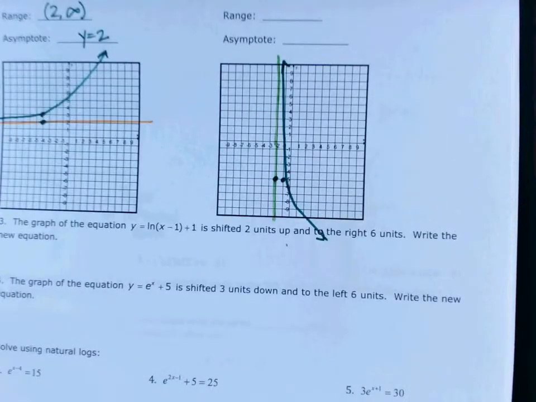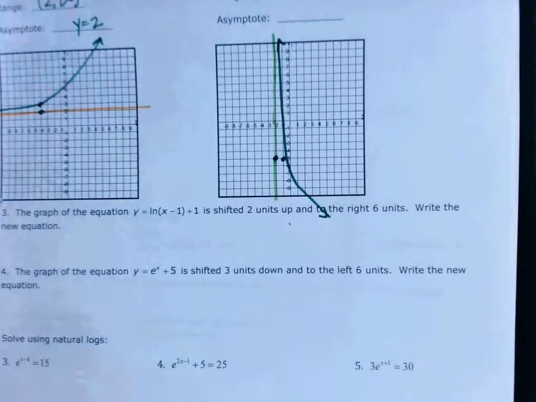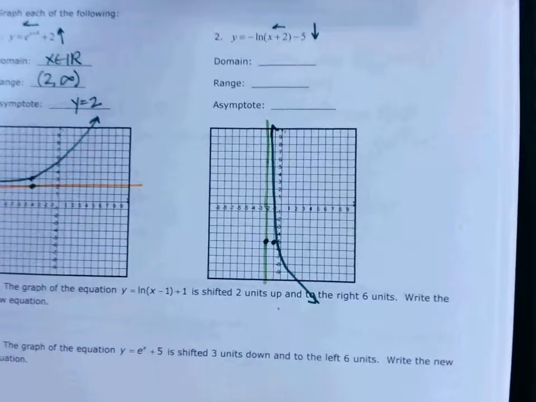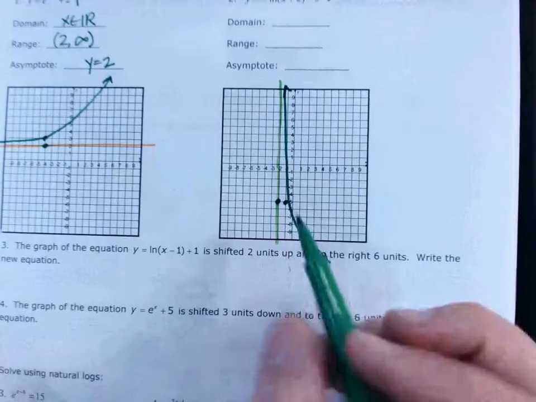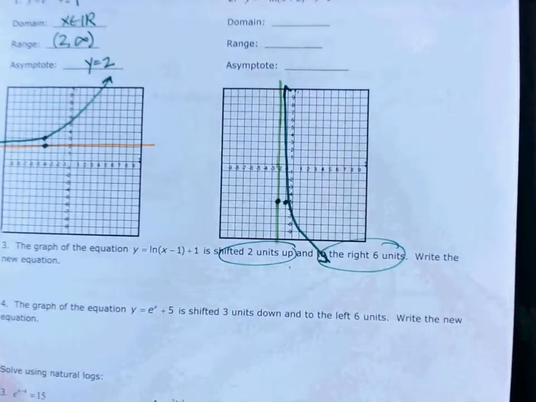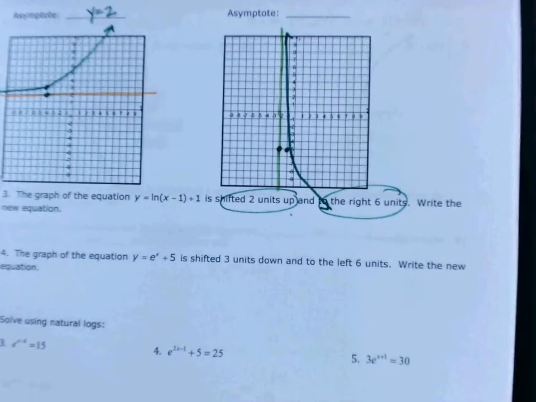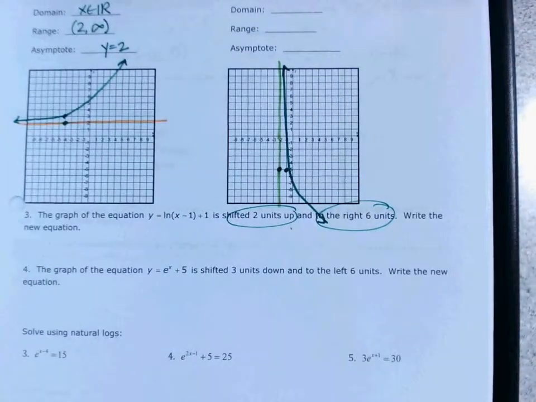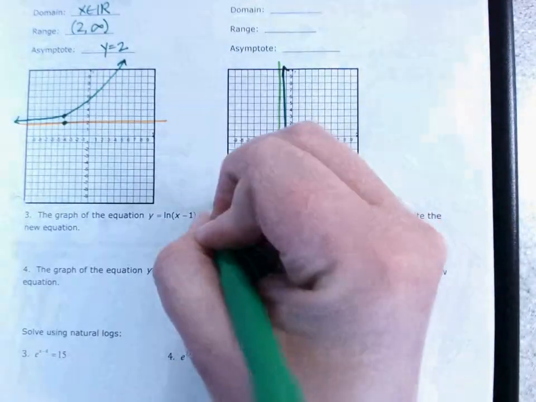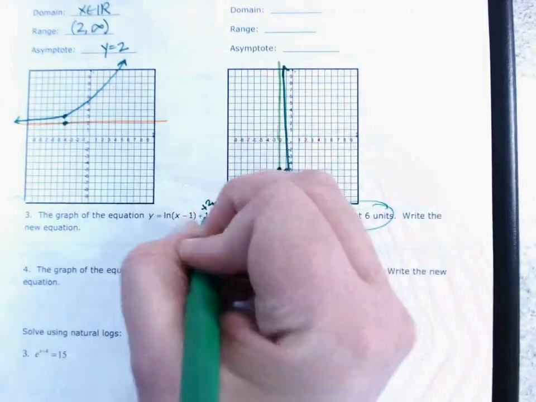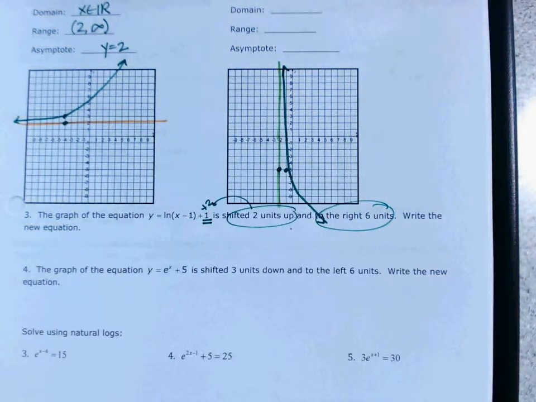Let's do just one more off the homework, and then we'll go on to solving. Look at number 3. I want to shift my graph 2 units up and 6 units to the right. Where would I put the 2 units up? On the -1 inside or the +1 outside? Oh, wait, no. To the plus. Okay, so I'm going to put a +2 on that. What's that number now? 3.